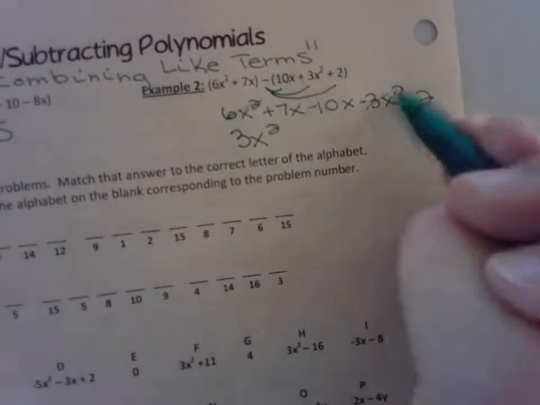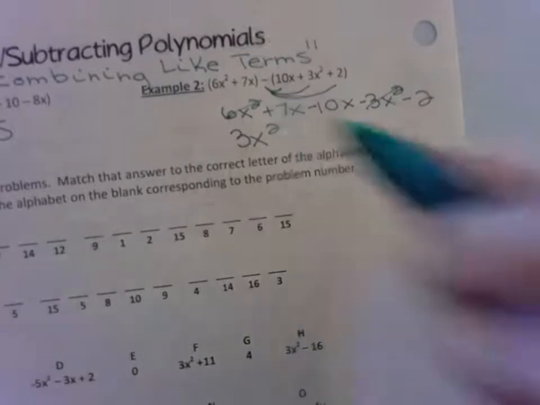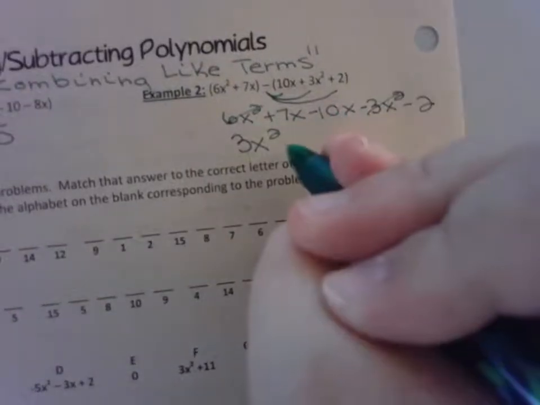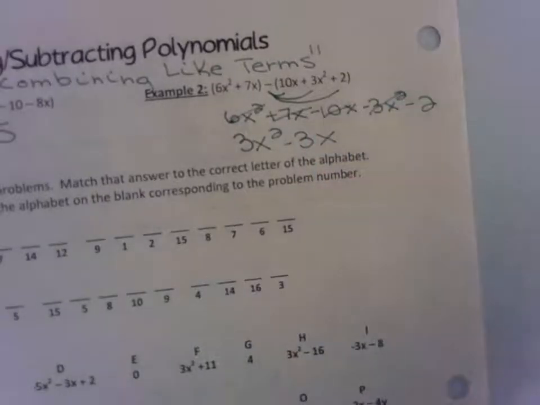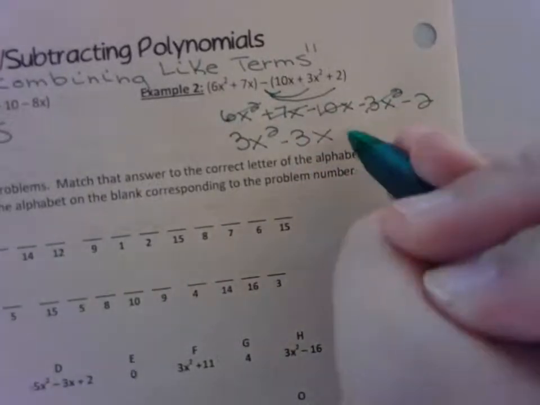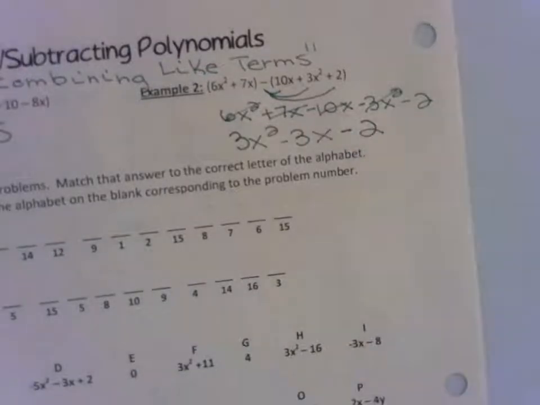If you want to cross them out once you combine them, I don't care. If it's easier for you to see what's left if you cross them out, that's fine. So I took care of my x squareds. Now I look at my x's: 7 minus 10 is negative 3x. And then the only thing I have left is minus 2, and that's your answer.